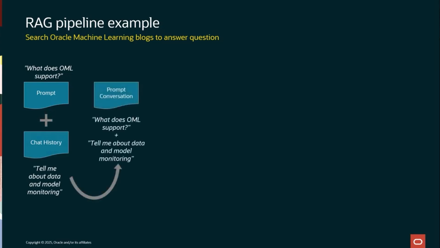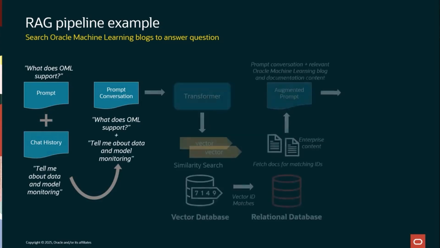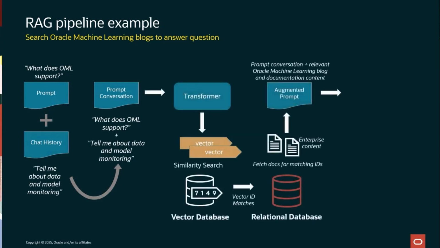So let's use this prompt conversation and feed it to the transformer to generate vector embeddings. Now, these vectors are then used to perform semantic similarity search on the pre-populated vector database to find matching vectors. And we retrieve the relevant text chunks from our database and produce an augmented prompt that then is sent to the LLM with the goal of producing a more accurate response.